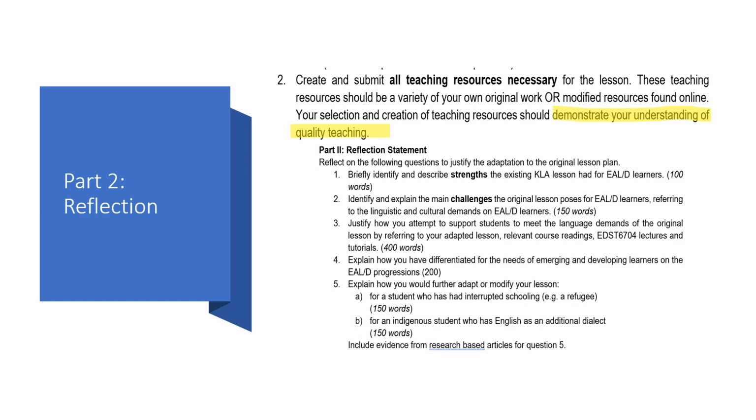Justify how you attempt to support students to meet the language demands of the original lesson by referring to your adapted lesson, relevant course readings, lectures, and tutorials. Explain how you have differentiated for the needs of emerging and developing learners on the EALD progression. And explain how you would further adapt or modify your lesson for a student who's had interrupted schooling, for example, a refugee student, or an Indigenous student who has English as an additional dialect. And if you can, include evidence from research-based articles for the fifth question.